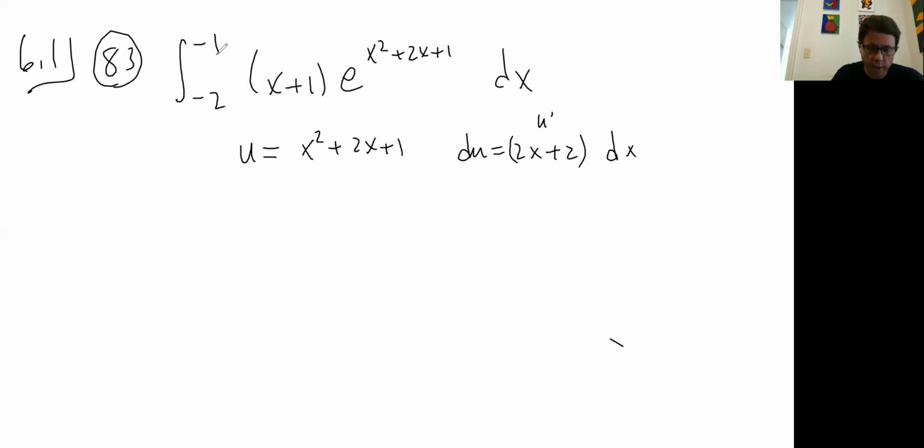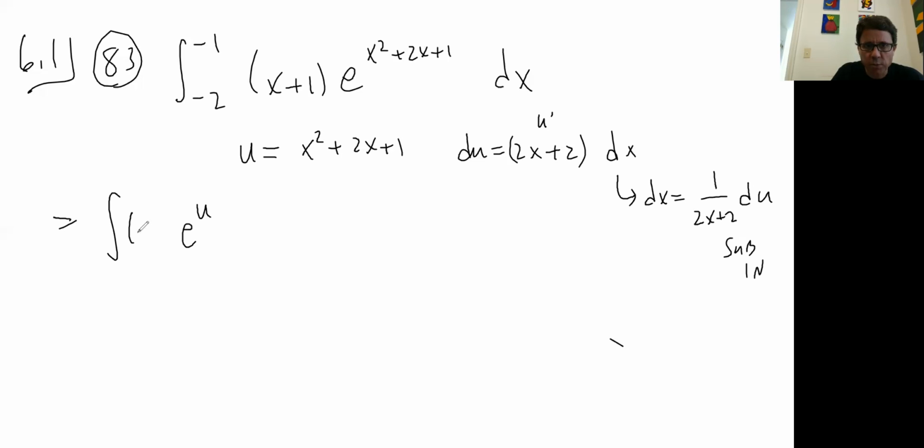So we tried to plug all this stuff in. I'm not going to worry about the balance for a second. This would at least be e to the u. And now here's, if you want, you can do this, and if it works out, everything's great. dx will be 1 over (2x plus 2) du, and let's just sub that in.